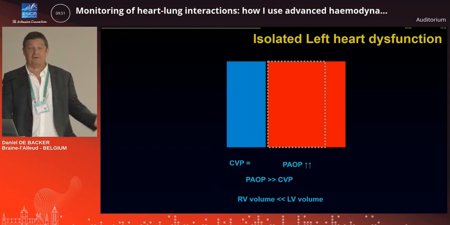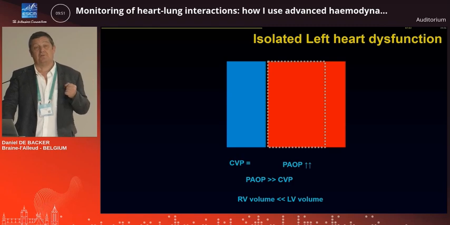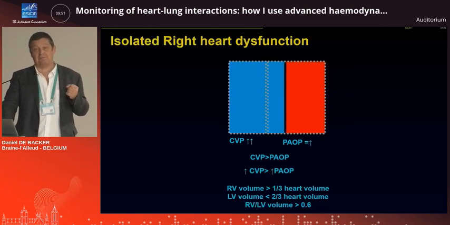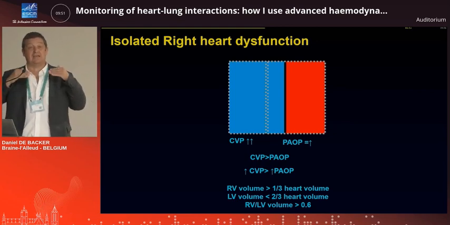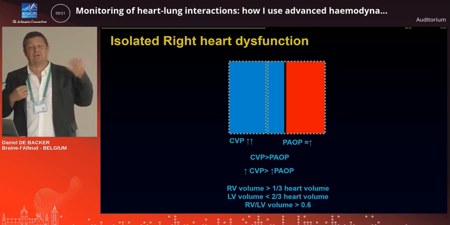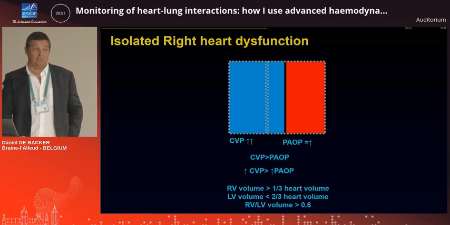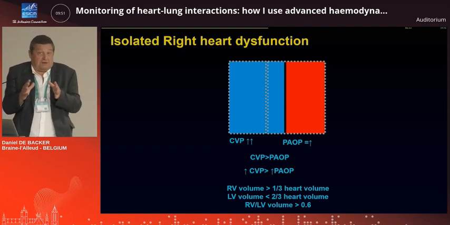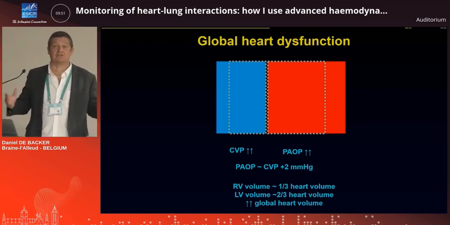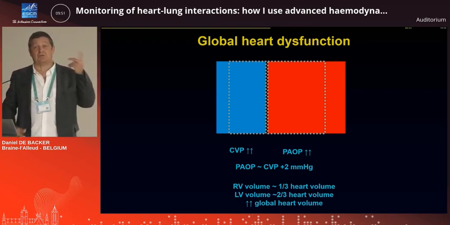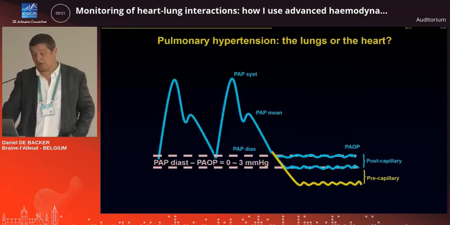And what occurs when we have isolated left heart dysfunction is elevated left atrial pressure, elevated PAOP, but no change in CVP. While, on the other hand, when we have right heart dysfunction, we have equilibrium and then this CVP or right atrial pressure becomes higher than the pulmonary arterial occluded pressure, which may slightly increase because the left ventricle is squeezed by the right ventricle also. And in global dilation, we have elevation of both pressures, but again, the pressure in the left heart remains higher than the pressure in the right heart.